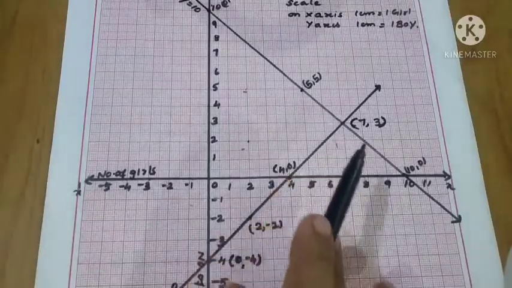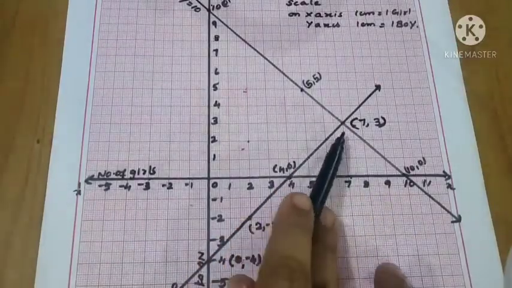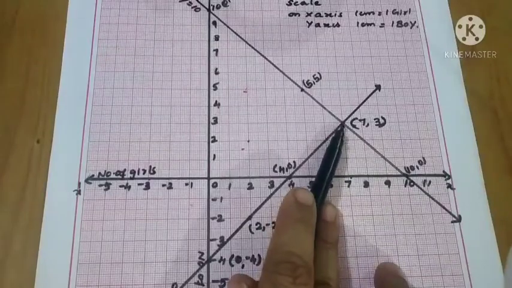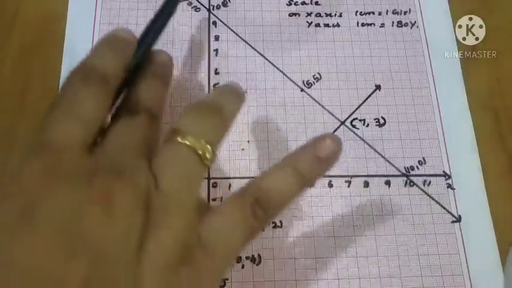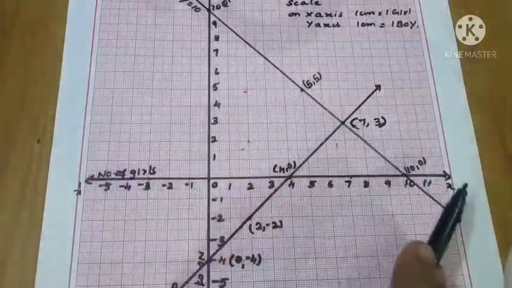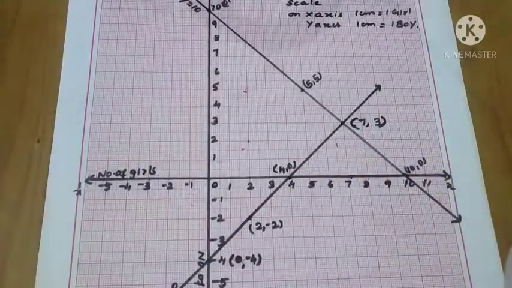Now, what they told us is to represent the equations graphically and solve them. Solving means this is the solution, because both lines are intersecting. If we consider a single line, every point on it is a solution. Now two lines are there, so the solution is 7 comma 3 only.